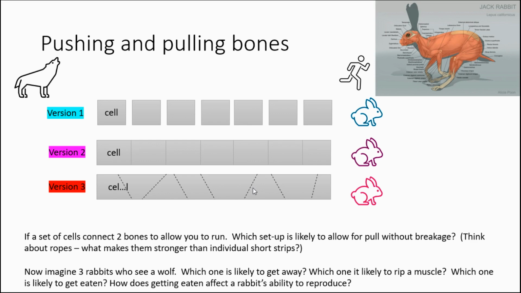So again, you got three rabbits. They have muscles like this, and like this. Which one gets away? And why? And how does that affect its ability to reproduce?